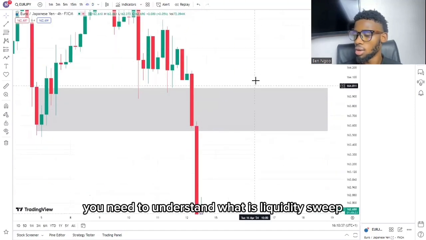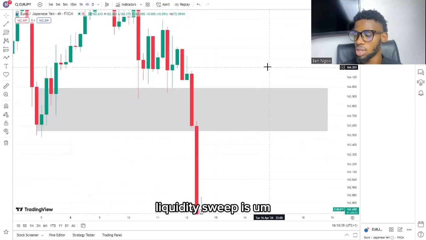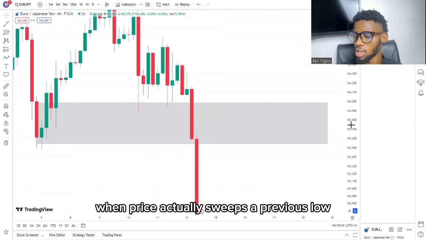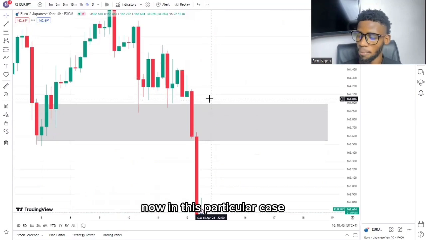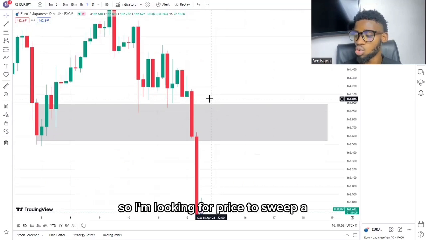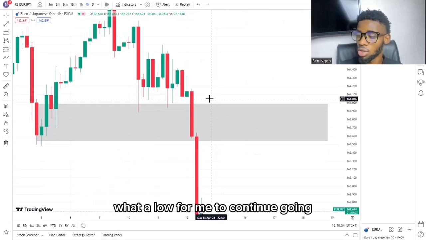Now you need to understand what a liquidity sweep is. A liquidity sweep is when price actually sweeps a previous low or a previous high. Okay, now in this particular case, I'm looking at a bullish trend. So I'm looking for price to sweep a low for me to continue going higher.